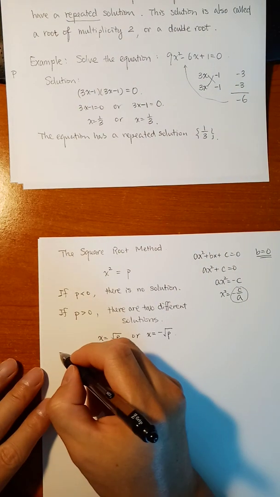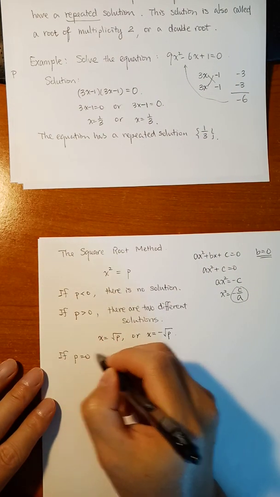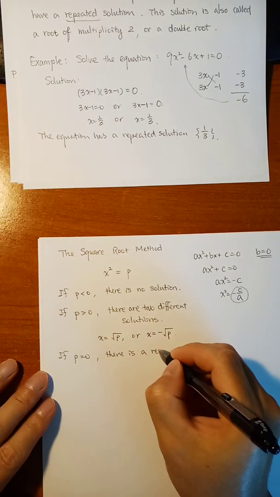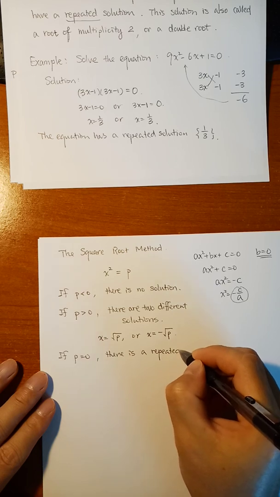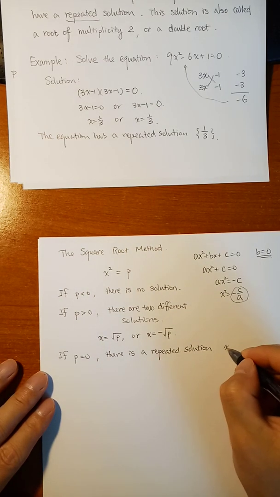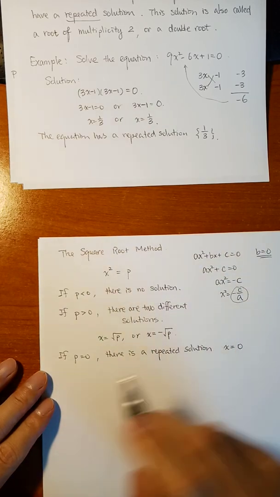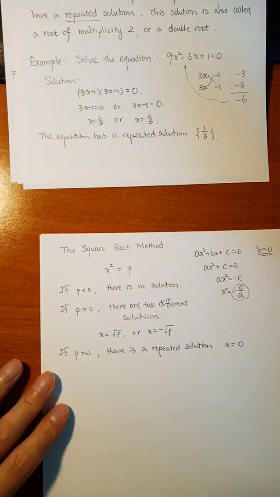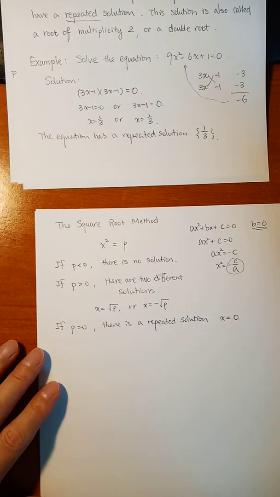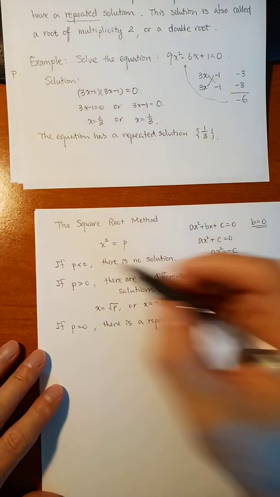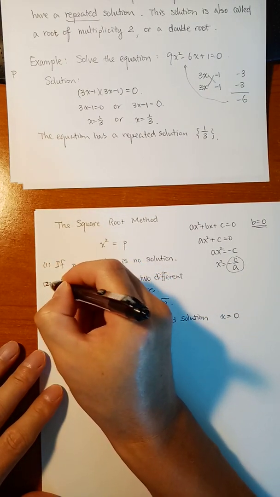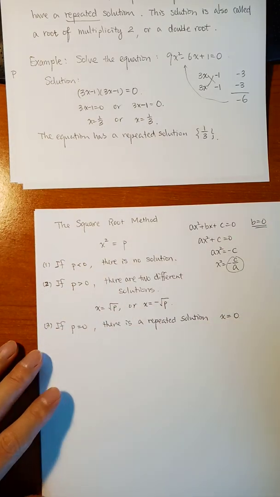Okay? If p is equal to 0, there is a repeated solution. We actually know what that repeated solution is. X equal to 0. If p is 0, x squared is 0, then x has to be 0. It's repeated. Either x equal to 0 or x is equal to 0. Okay? So we do have 3 different cases.